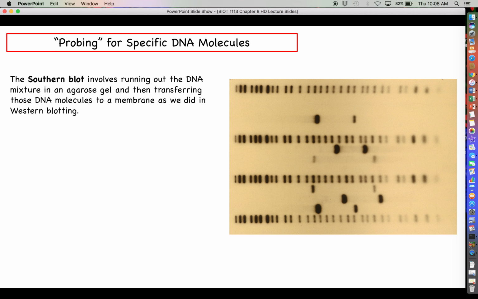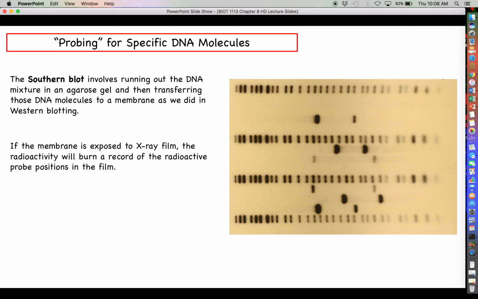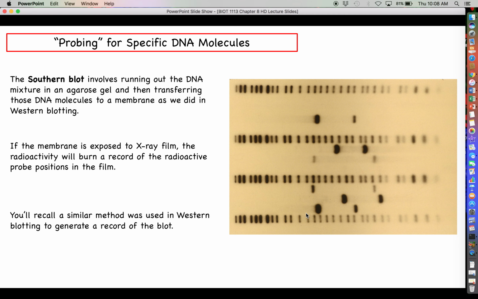So the southern blot, like I said, involves running out the DNA mixture in an agarose gel like you always do, and then like we saw in the western blot, you are going to transfer those DNA molecules onto some type of DNA binding membrane. So if the membrane is then overlaid with our probe, and then we expose it to X-ray film if it's radioactive, then the radioactivity in the probe will burn a record onto the film, showing the position of the radioactive probe positions in the film. So you can actually kind of see what this looks like on this piece of film right here. And like I said, you'll recall that this is very similar to the method that we used in Western blotting to generate a record of the blot.